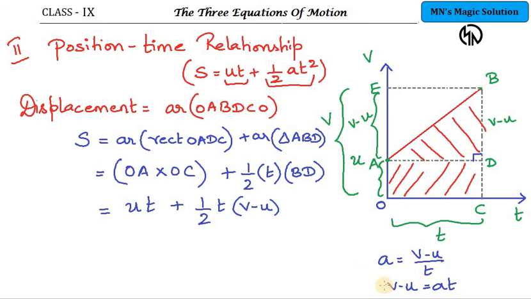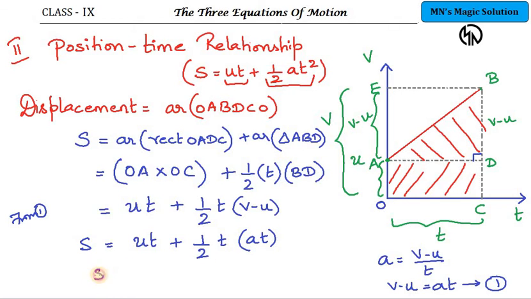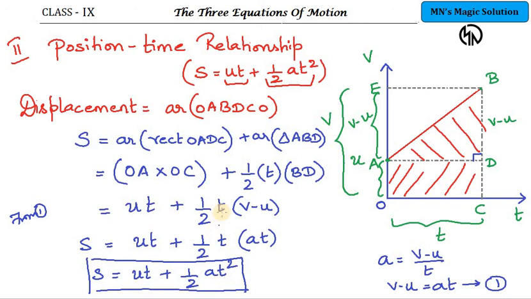இல்லையா? So either I'm going to use it here. So let me take this as 1 and from 1 அப்படின்னு போட்டு I can write it. What is it? S is equal to ut plus half t into V minus U க்கு பதிலா என்ன எழுதலாமா? AT எழுதலாம். So இதை multiply பண்ணா what will you get? Half at squared. So S is equal to ut plus half at squared. So in the relationship you have derived, what is this? Position time relation where you do not have the final velocity.